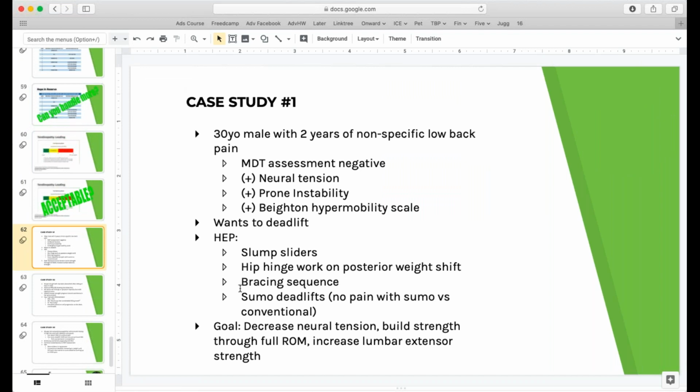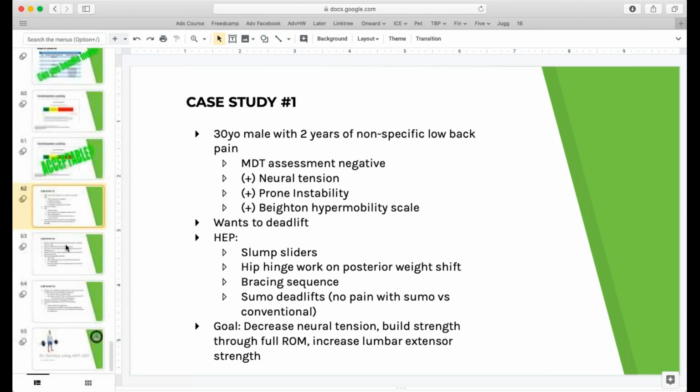And then we did sumo deadlifts because he was pain-free with sumo deadlifts, but he did have pain with conventional deadlifts. And then our basic treatment goals here were we're going to decrease the neural tension, build strength through full range of motion, and increase his lumbar spine strength and endurance. He did fantastic with that progression.